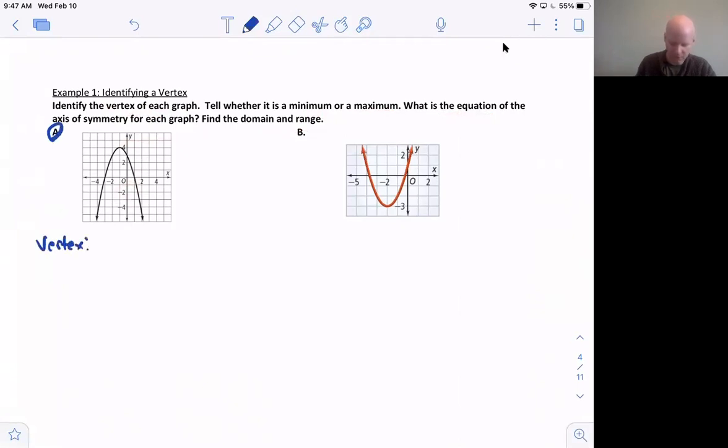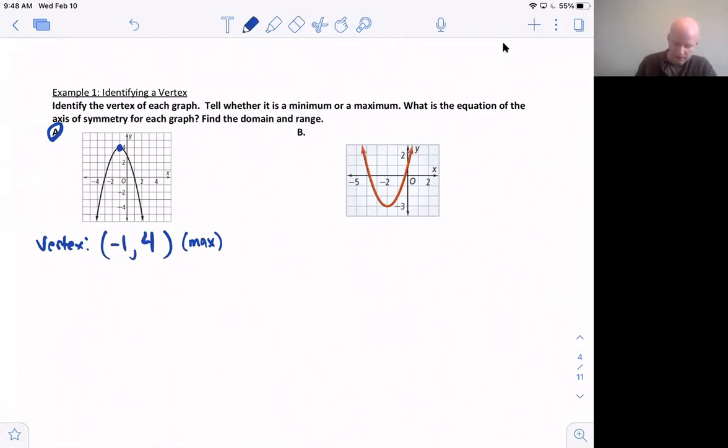So we're just going to look at this graph and tell what the vertex is. Well, in this case, the vertex is this point right there. It's the point at the top of the parabola. So right away, I can say that because this is at the top, this vertex is a maximum. And then the point that this vertex is at looks like the x-coordinate is -1 and the y-coordinate is 4. So I'm going to write -1, 4, and it's a maximum.